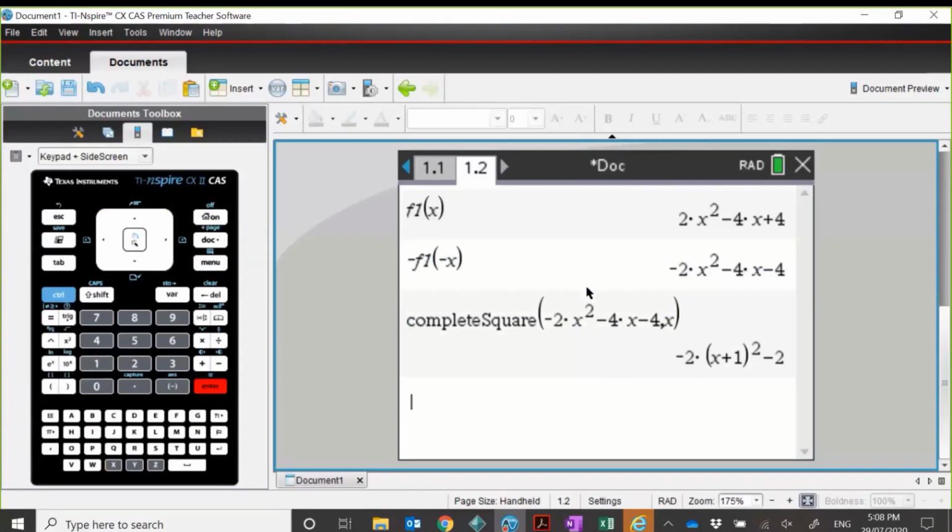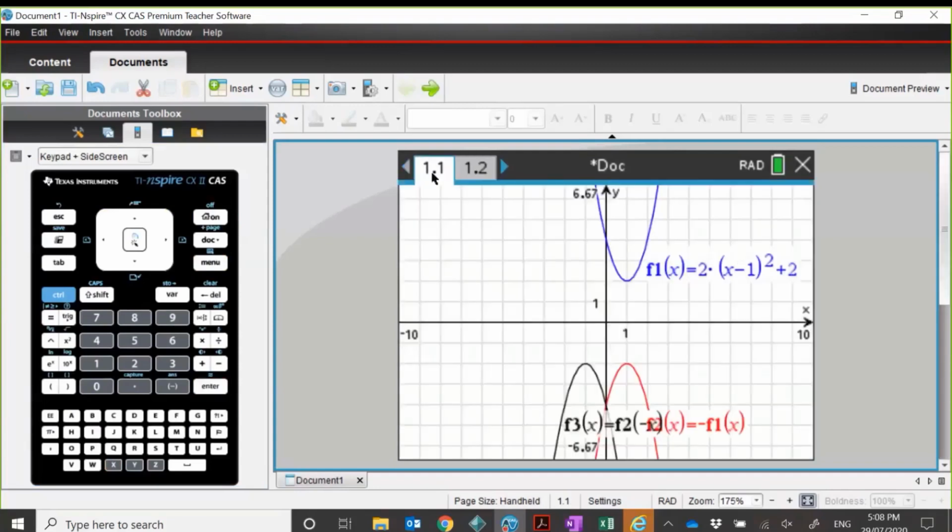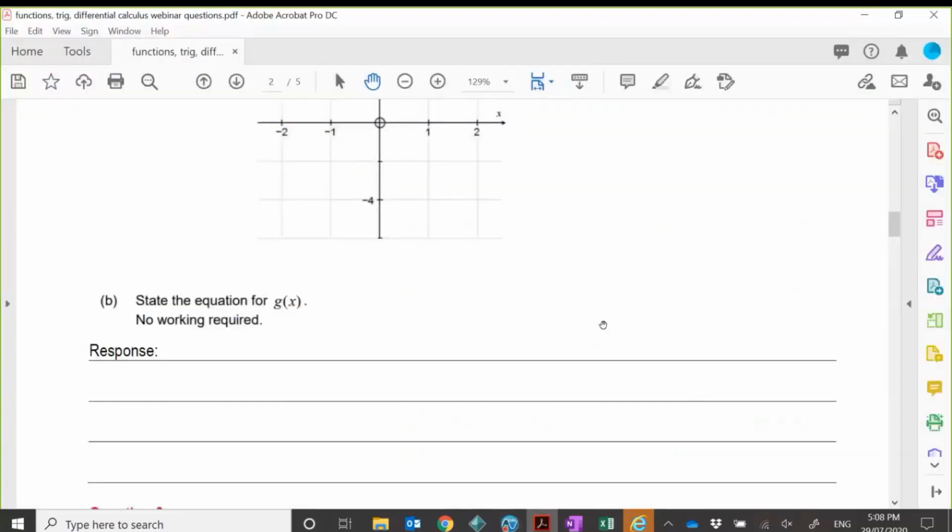And just to double check, we can actually graph that function back on our other graph. So minus 2, x plus 1 squared take 2. If I graph that, minus 2 multiplied by x plus 1 squared take 2. There it is, sitting on top of that black function that we drew before. All matches up nicely. So we've done part B as well too. So there's that question done.